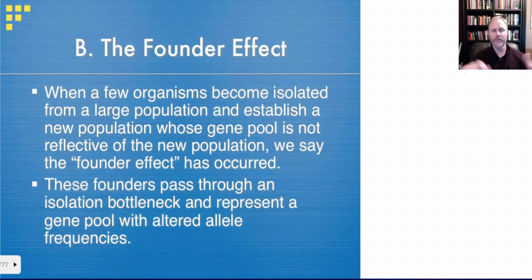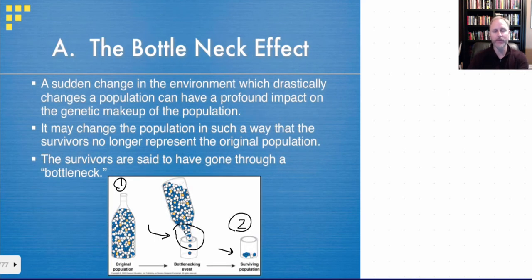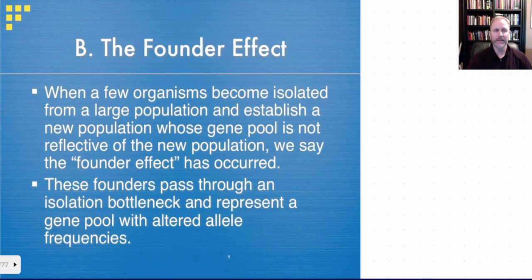When the few organisms become isolated, now they establish this new population. This is where we have what's known as the founder effect. So they can pass through a bottleneck. So if this original population here in 1 didn't die out, rather this population right here was separated from it, we can say that they are founding a new population. So we say the founder effect has occurred. They've passed through this bottleneck, and now their gene pool is not representative of that original gene pool.